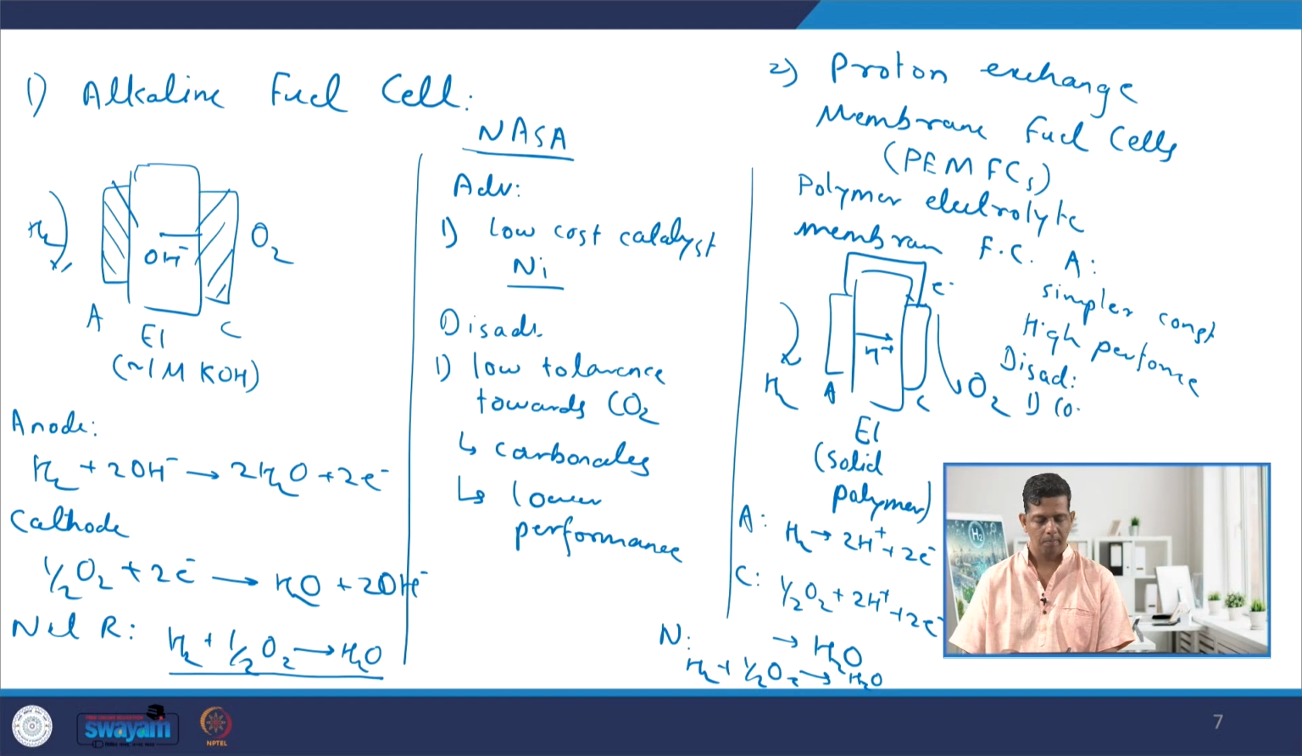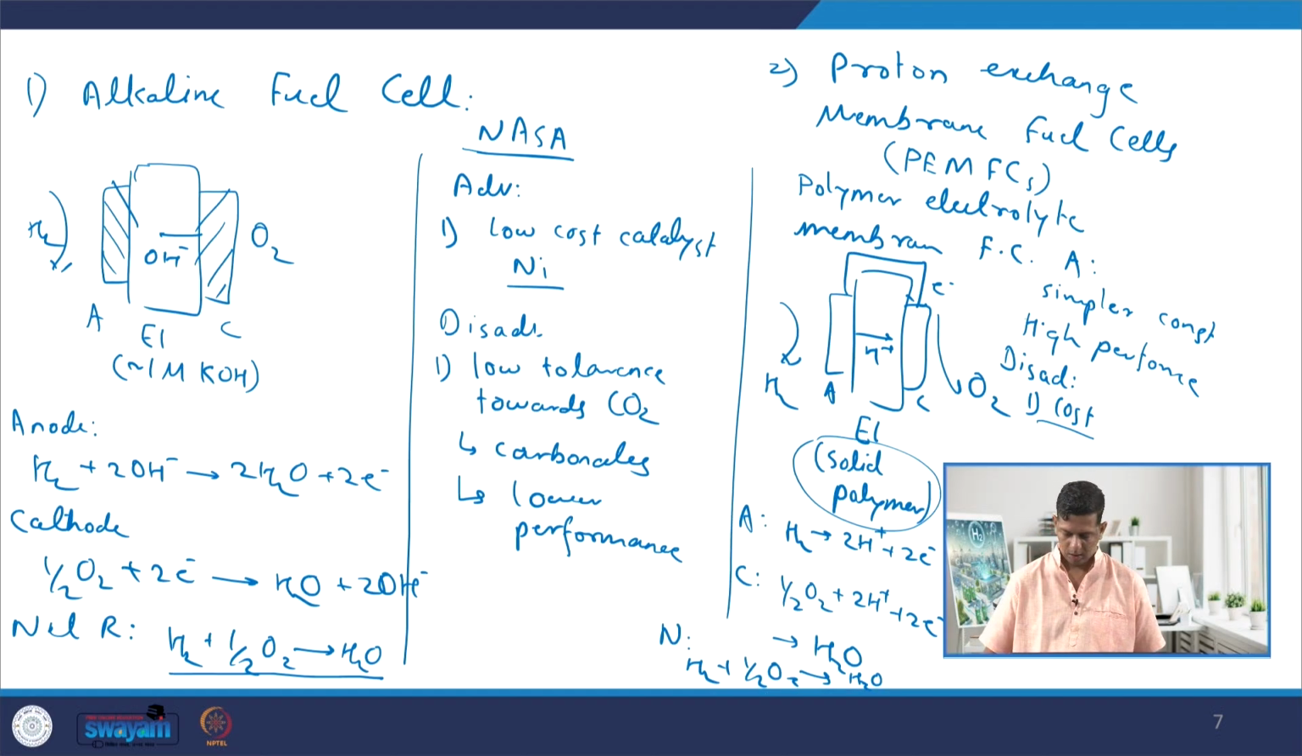The cost. Cost is more because the catalyst used in this type of fuel cell is typically a platinum group element. Either platinum or palladium catalysts are used in this kind of fuel cell, which ultimately leads to the cost. And the polymer is also slightly costly in this kind of fuel cell, so that adds to the cost of this fuel cell.